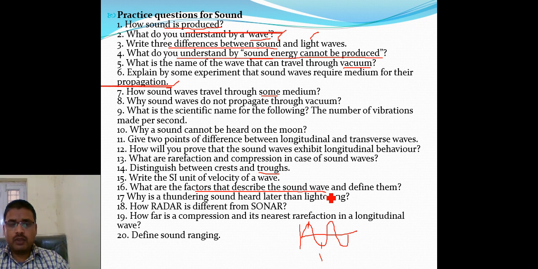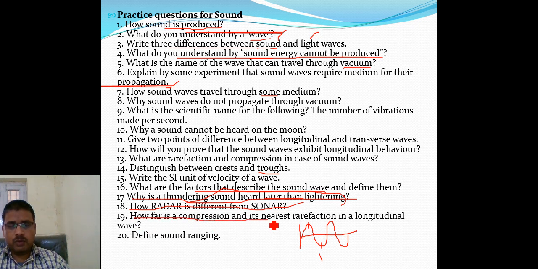This question you do not have to do. There is this question which again you have to solve in natural phenomena. Here how radar is different, you don't have to write these questions. There is a comparison and its nearest refraction in longitudinal waves. These things also you do not have to do because they are not in your syllabus.